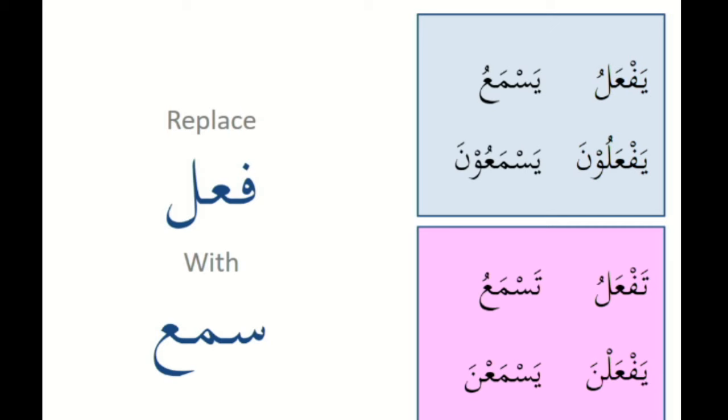In all of those, what did I do? The only thing I did is I changed the fa, the ain, and the lam with a new set of root letters. What was the set of root letters? Sin, mim, and ain. Everybody say that scale for me again quickly. Yasma'u, yasma'una. Tasma'u, yasma'na. Tasma'u, tasma'una. Tasma'ina. Tasma'na. Asma'u, nasma'u. Right.